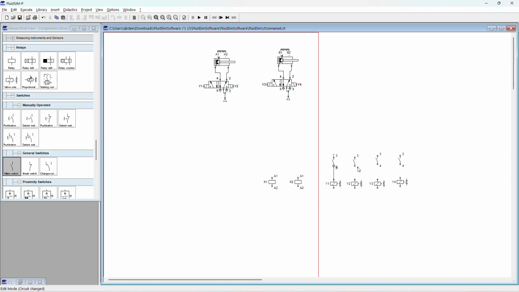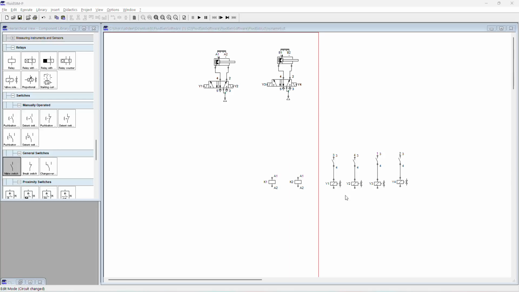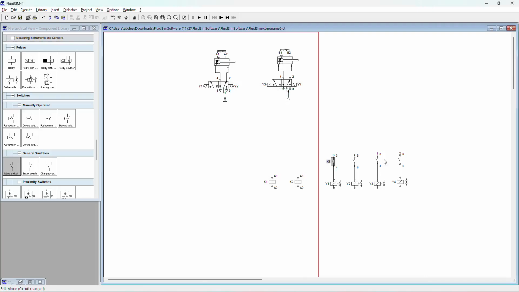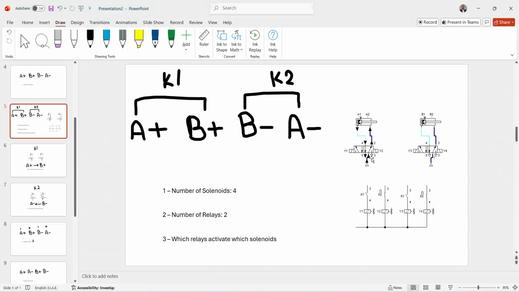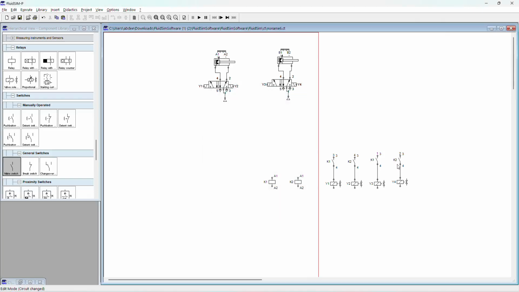So we do the connections. We said that A plus and B plus, which are Y1 and Y3, are connected to K1. So Y1 and Y3 are connected to K1. And we said that B minus and A minus, which are Y2 and Y4, are connected to K2. So Y2 and Y4 are connected to K2. Sounds good?